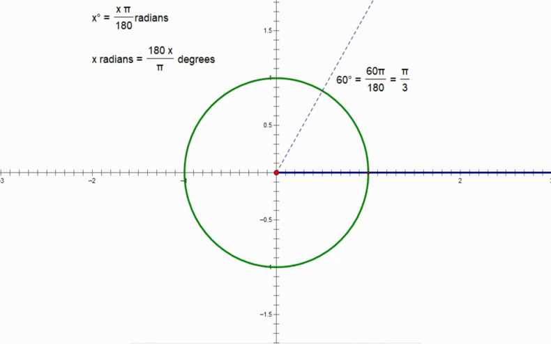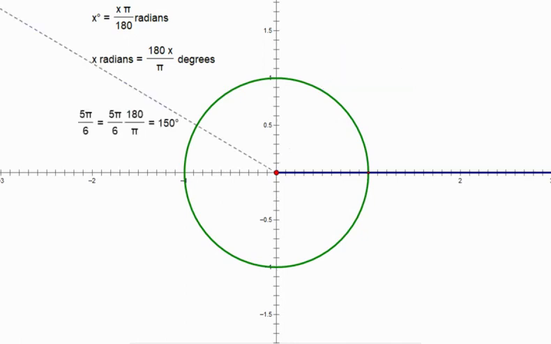Let me give you another example here. This time we initially have the angle in radians. It's 5 pi over 6. And if I want to know how many degrees that is, well, I take my radians, 5 pi over 6, and I multiply times 180 over pi. Since you have a pi in the numerator and denominator, those are just going to cancel out, and you're going to get 5 times 180 over 6, which simplifies to 150 degrees.